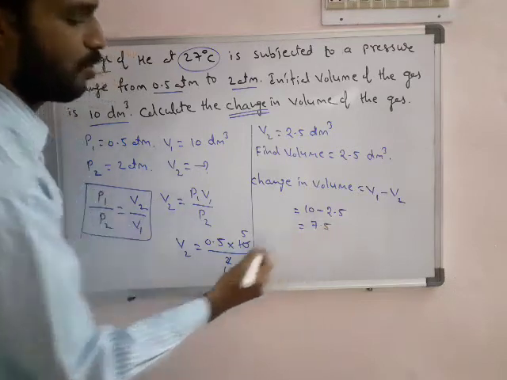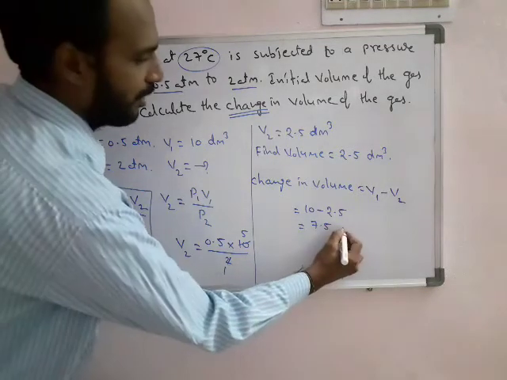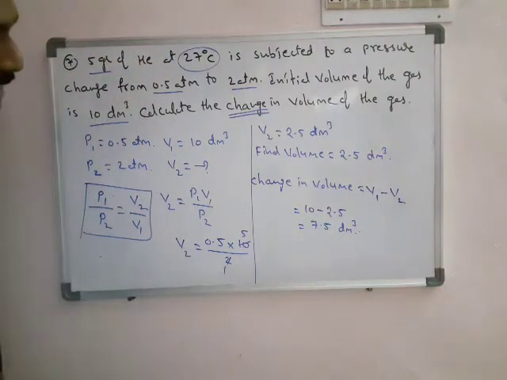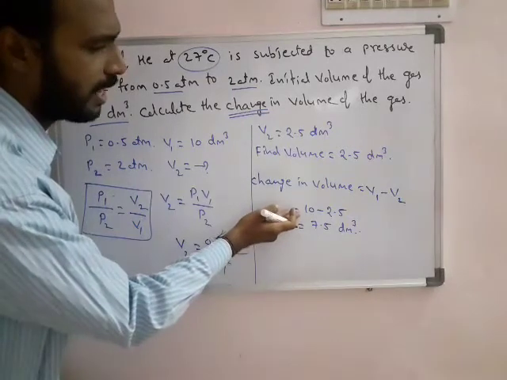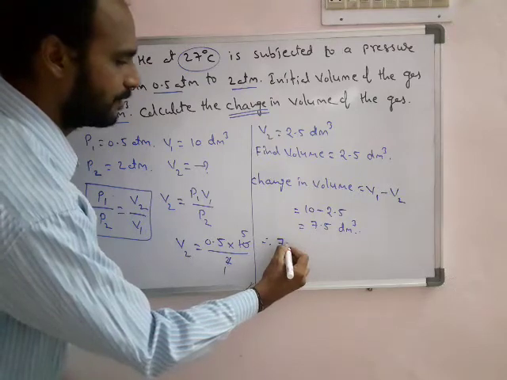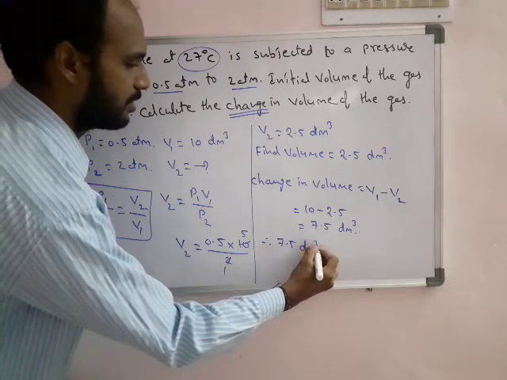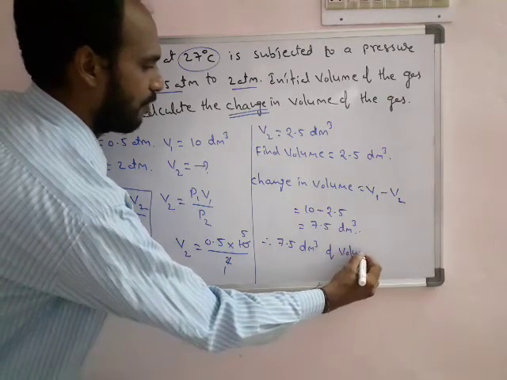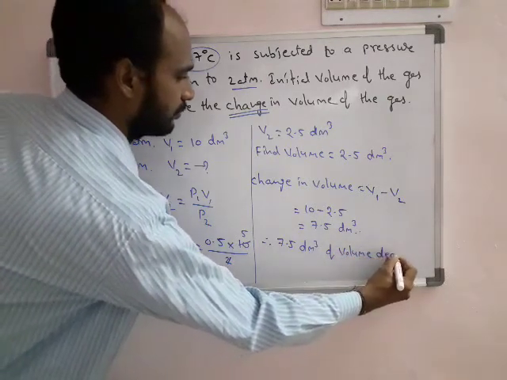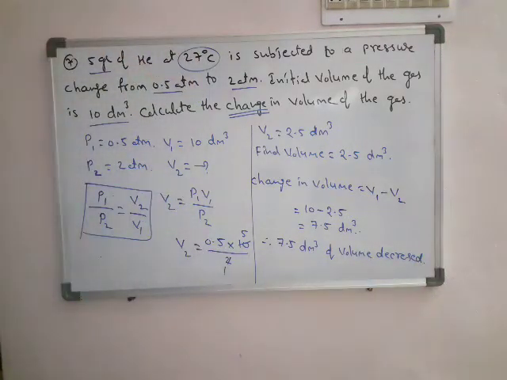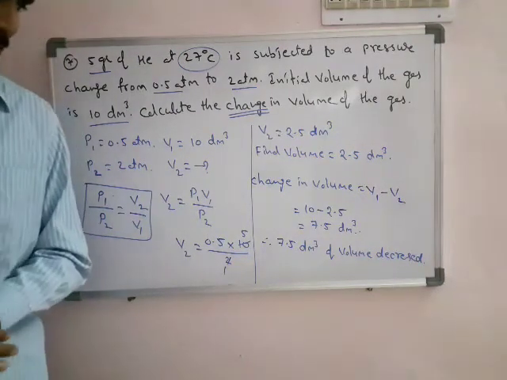That becomes, what is the change? The change is 7.5 decimeter cube. At this much, is the volume increased or decreased? Initially it was the highest one, at last it becomes just 2.5. So the volume decreased by 7.5 decimeter cube. How much decrease? The change is 7.5 decimeter cube.